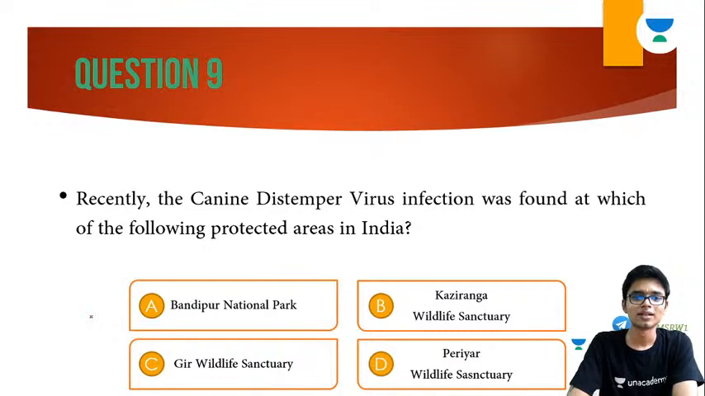Question 9. Recently, the canine distemper virus, CDV, infection was found at which of the following protected areas in India? Option A, Bandipur National Park. Option B, Kaziranga Wildlife Sanctuary. Option C, Gir Wildlife Sanctuary. D, Periyar Wildlife Sanctuary.